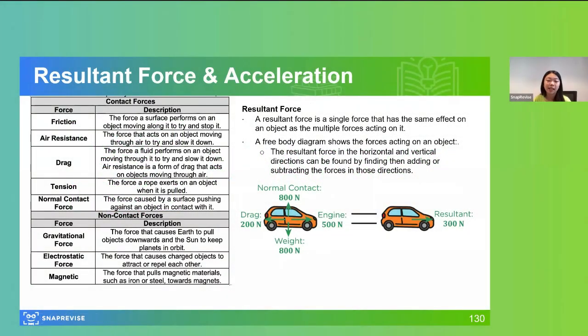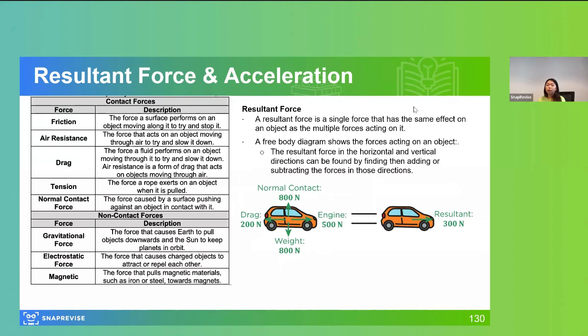Okay, resultant force and acceleration. There are constant forces, and there are contact forces and non-contact forces. You need to know the different types. That's kind of the gist of it. I know there are a few questions out there, but yeah, we will go through that in a bit.